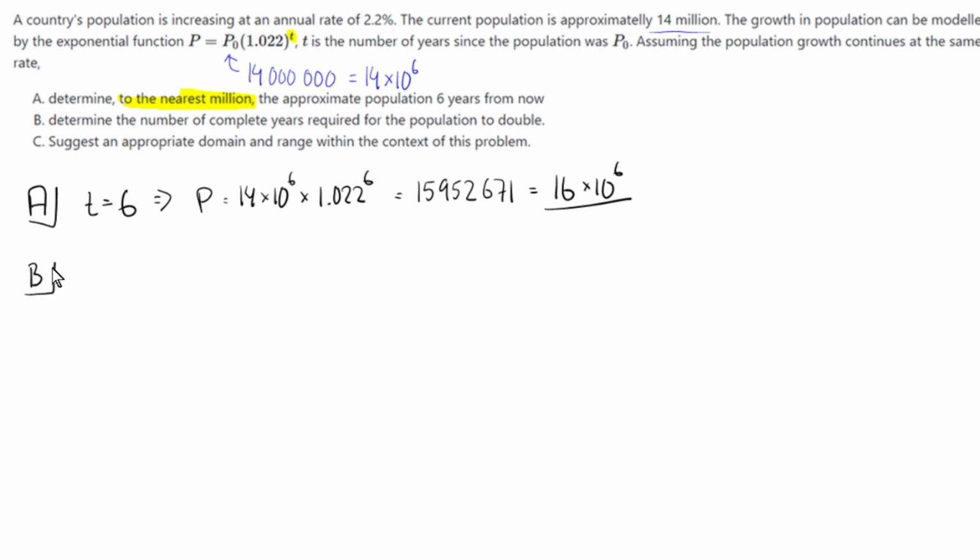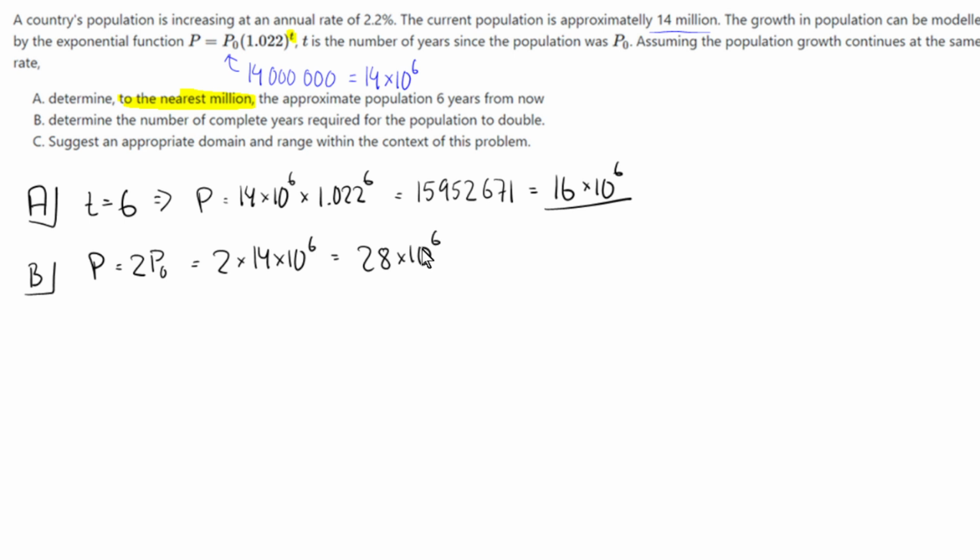determine the number of complete years required for the population to double. So that means that our P now is going to be 2 times the initial population. The initial population, we refer to that as P0. So this is going to be 2 times 14 million. And this equals 28 million. So that's the population doubled.